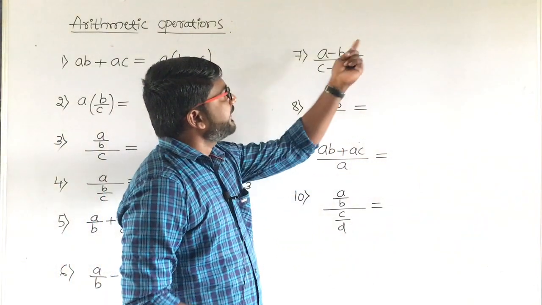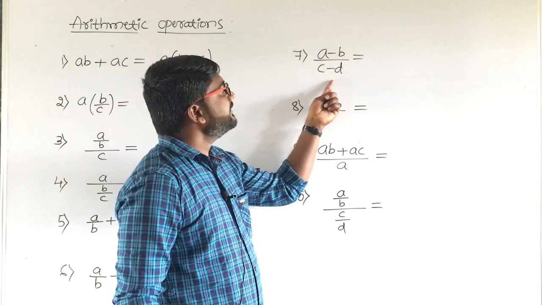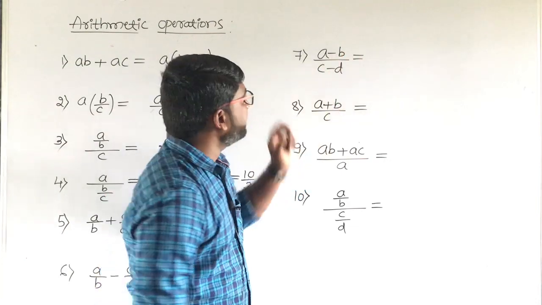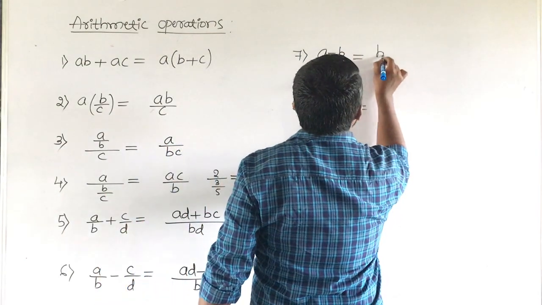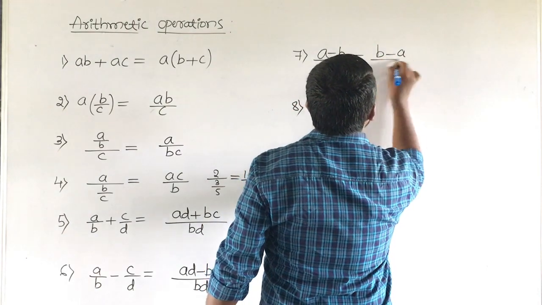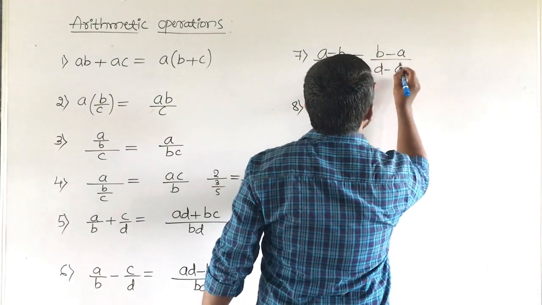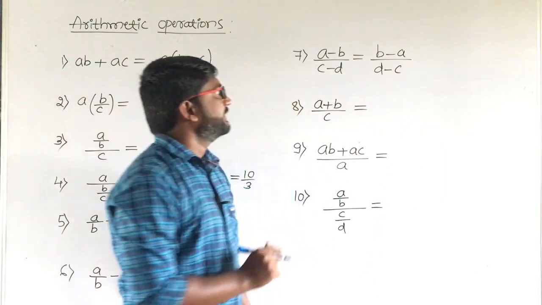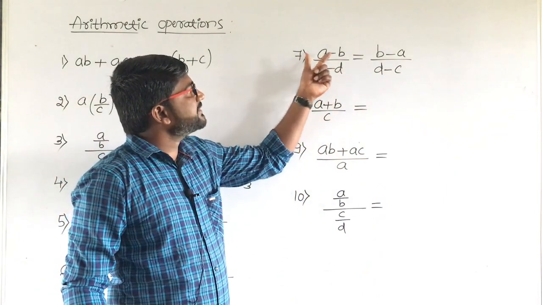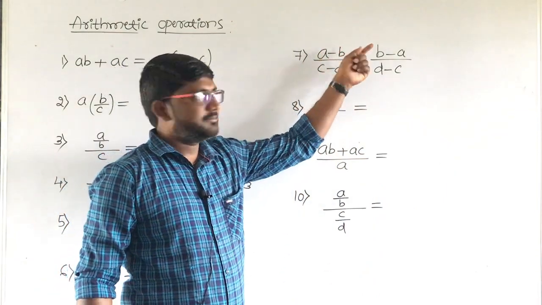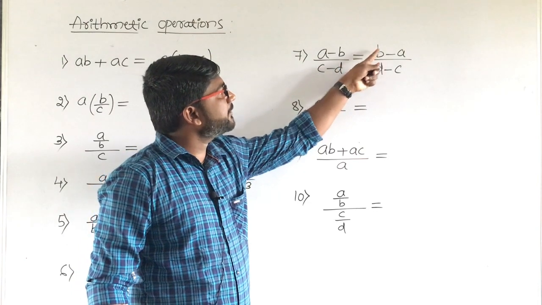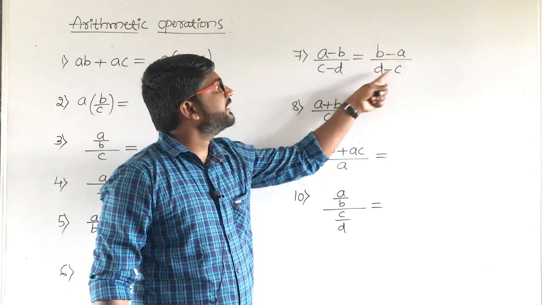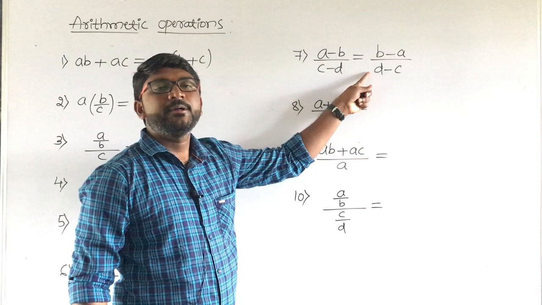So now A minus B divided by C minus D can be written as B minus A divided by D minus C. See here. So here if we take minus common, the terms will be reversed. That we get minus of B minus A divided by minus of D minus C. Minus by minus it is plus.